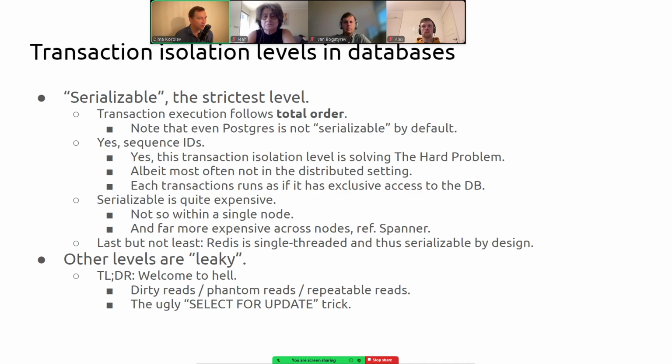Note that even Postgres is not serializable by default because it's too expensive. We covered this in tons of detail. Of course, Redis is serializable because, see above, it's single-threaded by design. Other levels of isolation are leaky, and TLDR: welcome to hell.